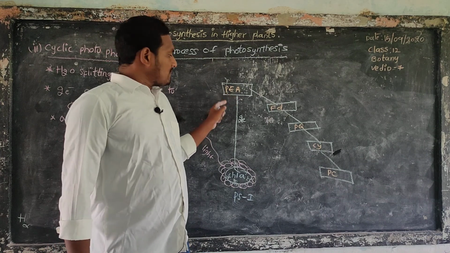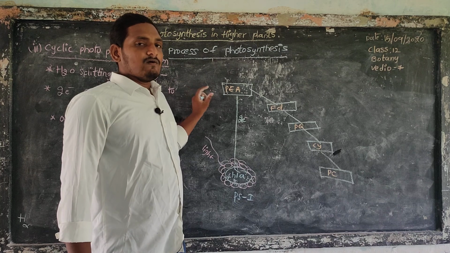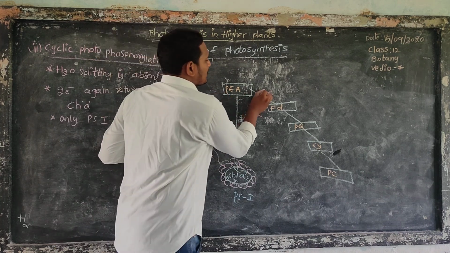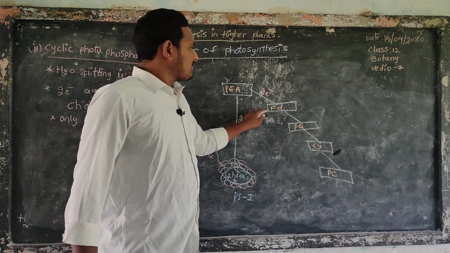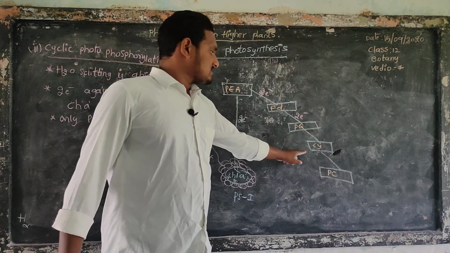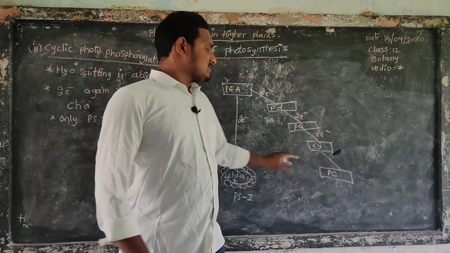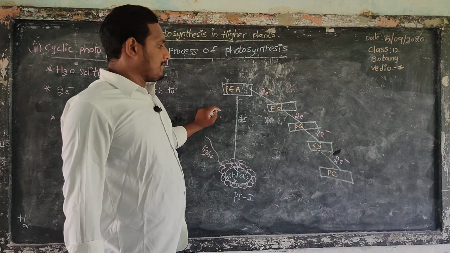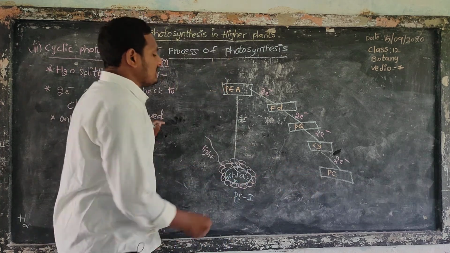The primary electron acceptor now receives a pair of electrons, excited, and it has high redox potential. So this primary electron acceptor sends these electrons to ferredoxin. Ferredoxin sends this pair of electrons to plastoquinone. Plastoquinone sends these electrons to the cytochrome complex. The cytochrome complex sends these electrons to plastocyanin. So plastocyanin sends these electrons to chlorophyll A.